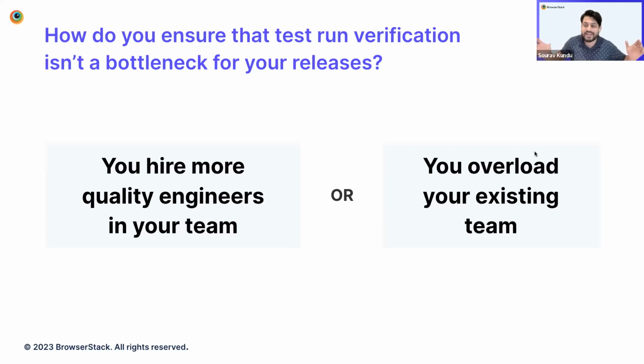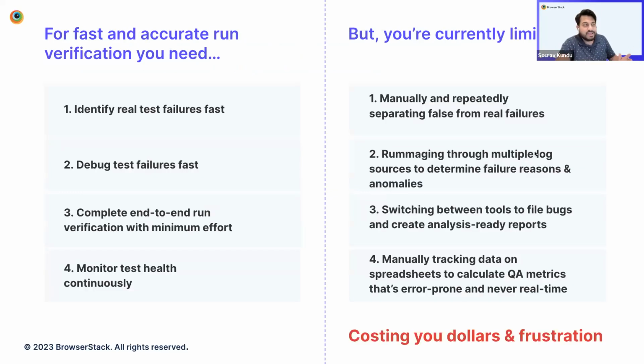And hence what's happening is, as the automation scales up, you either have to hire more people to do test run verification, because you cannot do away with it. You have to do it. Otherwise, you cannot deploy to production. Or you overload your existing team. So your team will be doing this only and not be writing new automation scenarios. So it's either of the two.